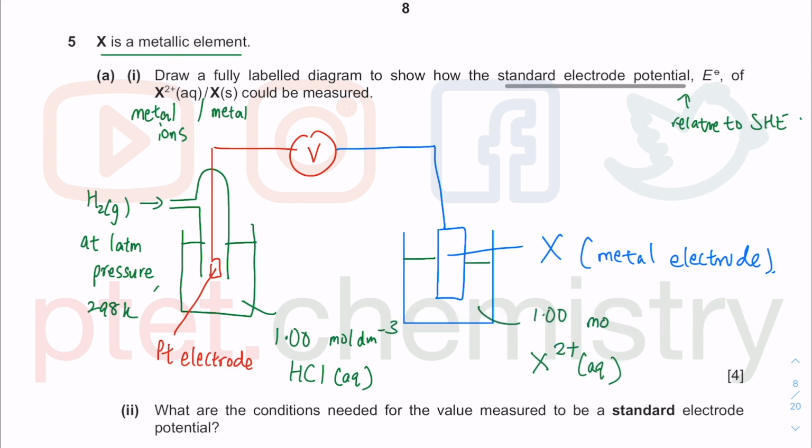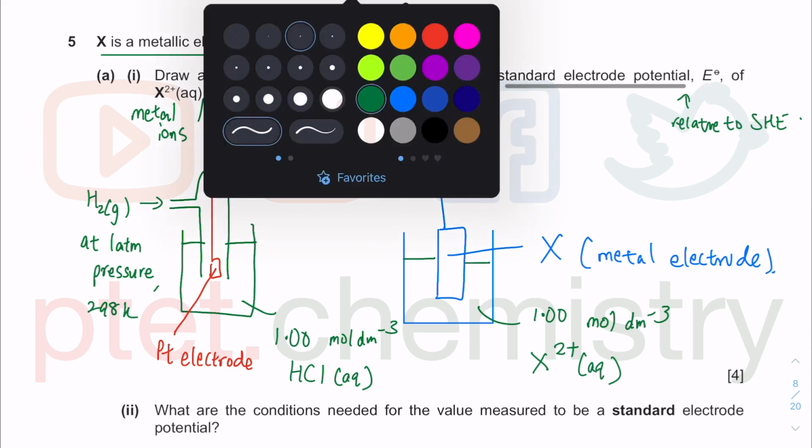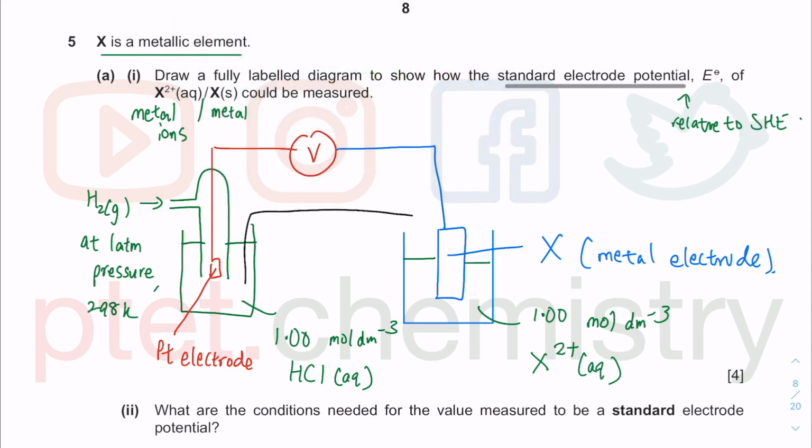I'm just going to write down exactly what I'm trying to say here: 1.00 mole per dm cube of this X2 plus aqueous. And your circuit is not complete, so they will not be able to conduct any electricity until you add in this thing called a salt bridge. So on your one side, you have the standard hydrogen electrode, remember to label the electrodes, and on the other side you have metal and the metal ions in solution.